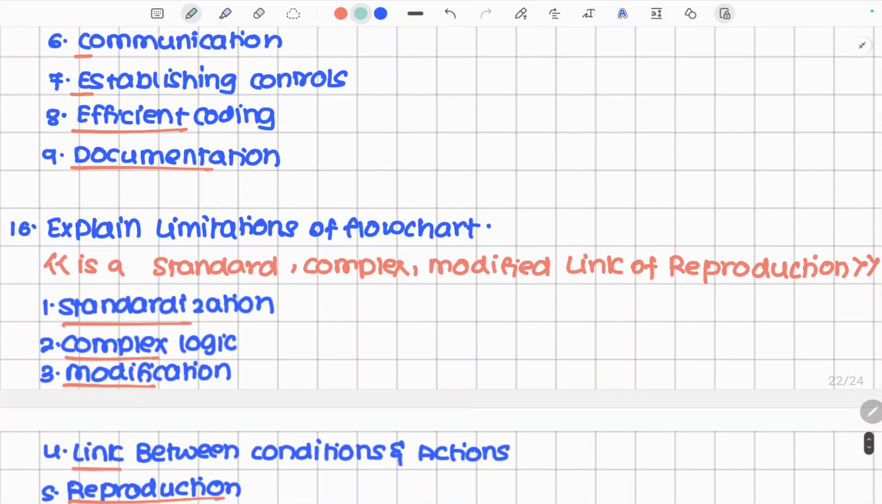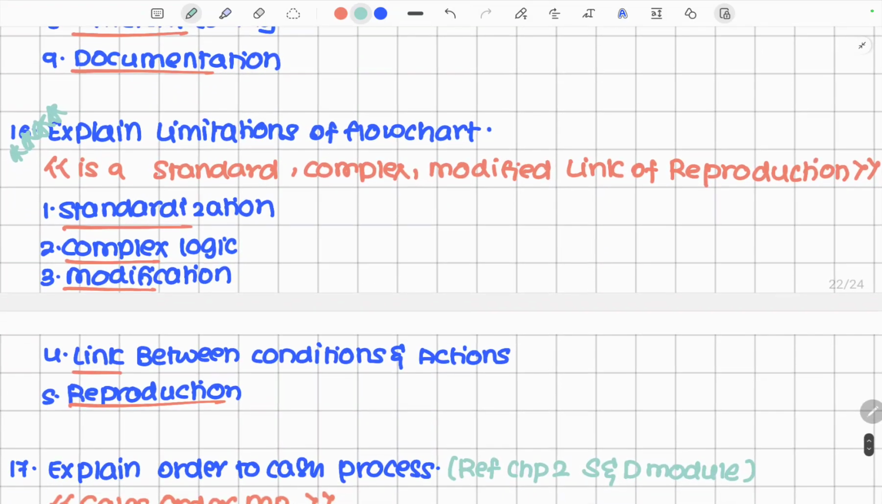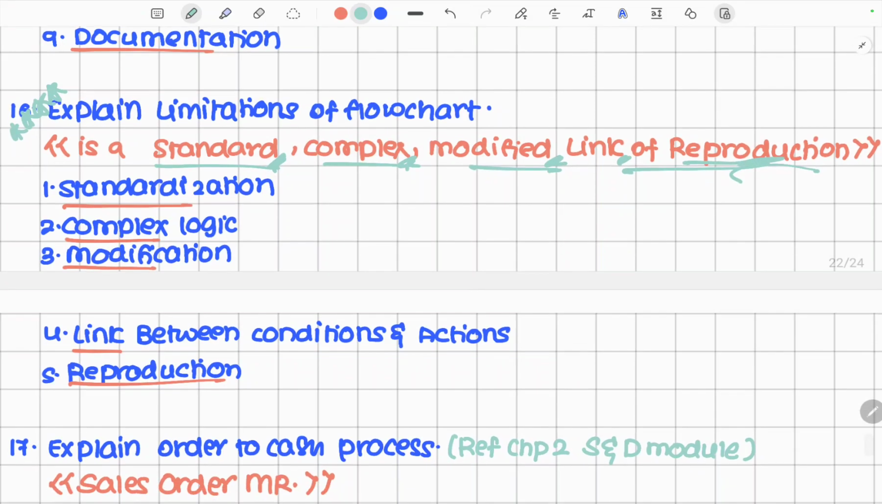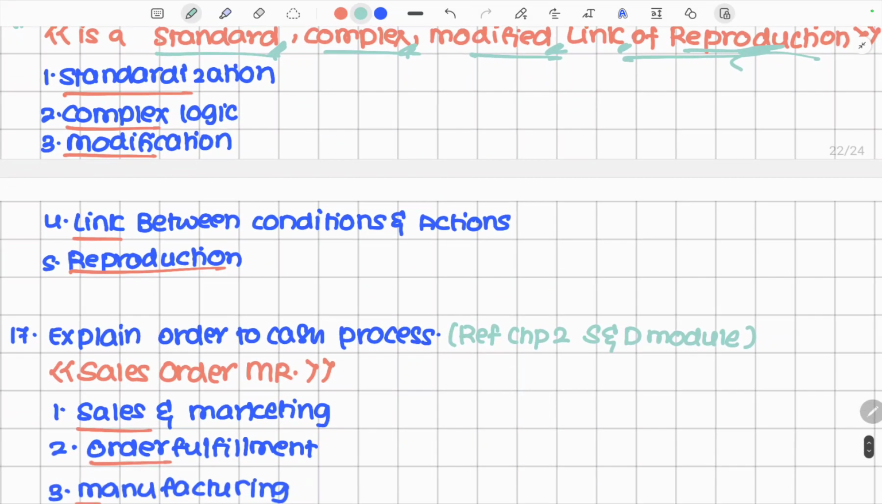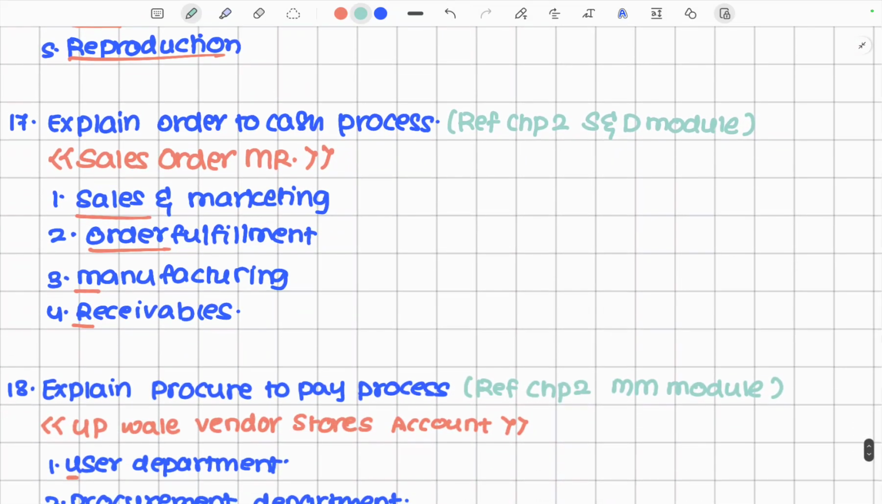Now another question, that is explain the limitations of flowchart. Both these questions are very important from an exam perspective. Now you should ask how does the flowchart limit us? Flowchart is standard, complex, modified link of reproduction. That is standardization, complex logic, modification, link between conditions and actions and reproduction.